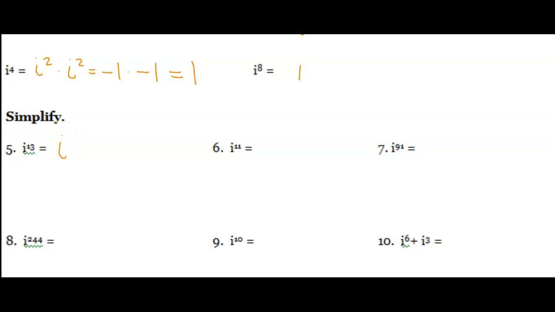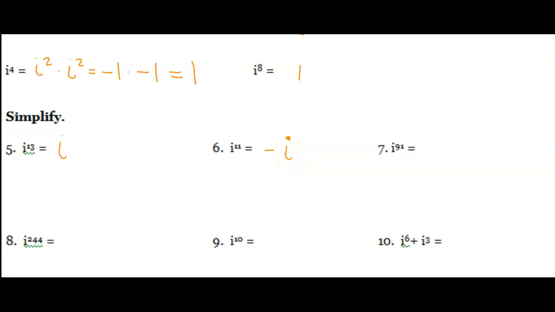Okay, yes. Negative i, perfect. Because it's i to the 11. So the multiple of 4 near 11, or less than 11, is 8. So to get from 8 to 11, you add 3, which means i to the 11 is equal to i cubed. But i cubed is negative i.